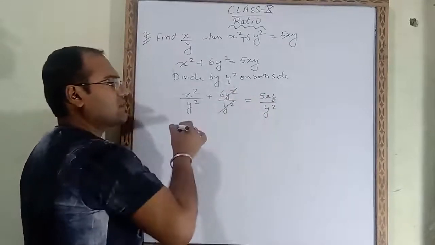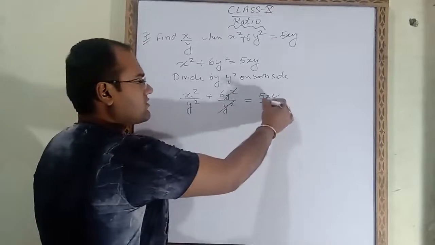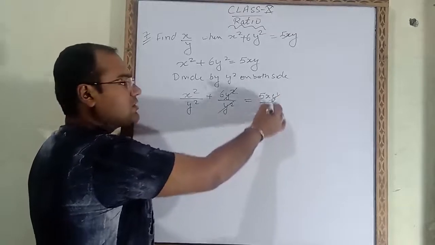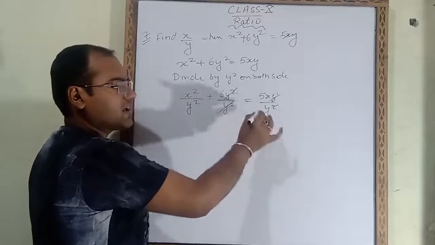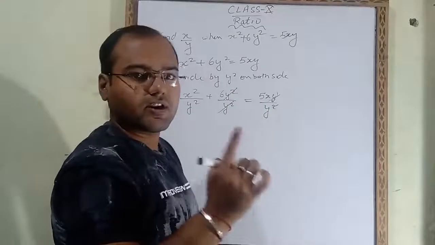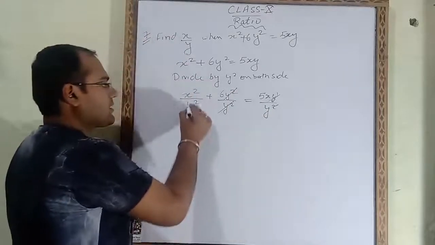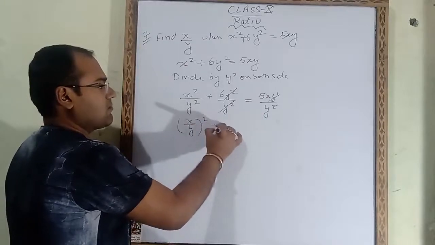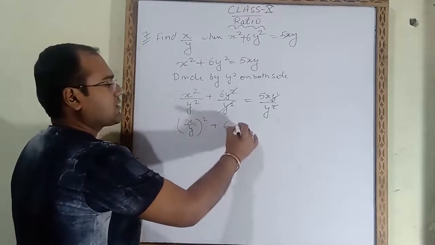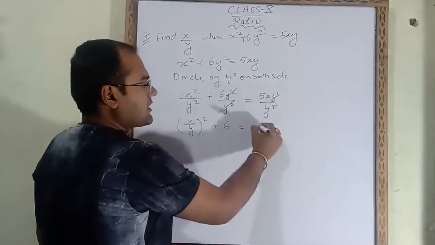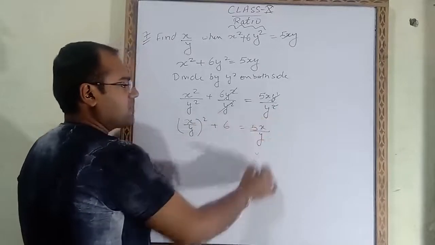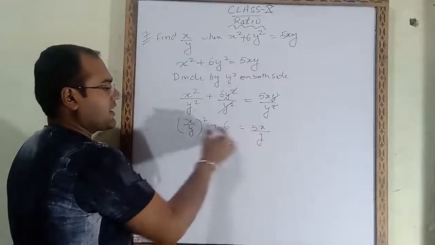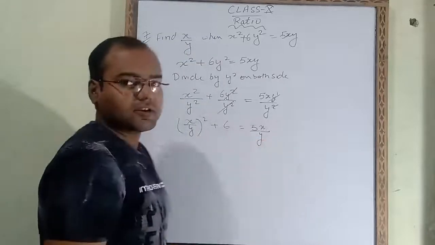This y square and this y square will get cancelled. This y has power 1 and this y has power 2, so this y and its power will get cancelled. In the denominator we will get 1y. So the next step will be: x upon y whole square plus 6 is equal to 5x over y. Now we have to find x upon y. So now we are getting x upon y here, and here also we are getting x upon y.